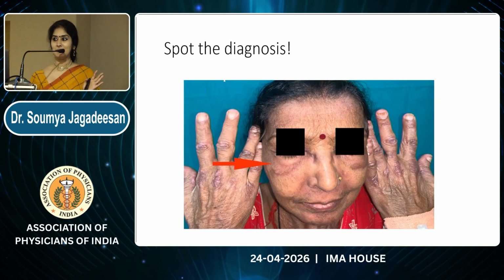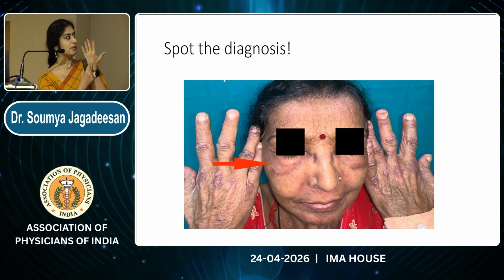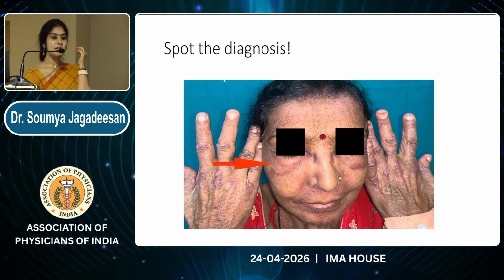This is a spotter, a lady with a violaceous rash around the eye, and you're also having, along the tendons, confluent macular violaceous erythema. You don't see the papules, but you see the erythema. So you're having erythema and edema around the eye, and similar lesions on the tendinous aspect and the elbows. So this is nothing but dermatomyositis.